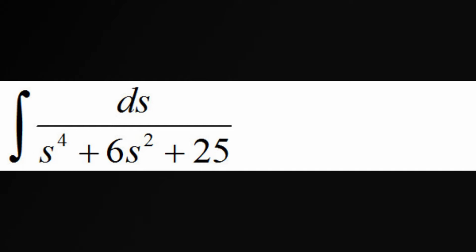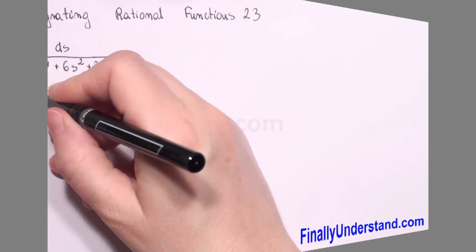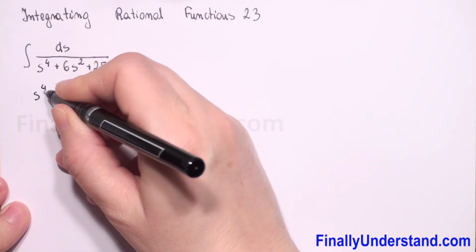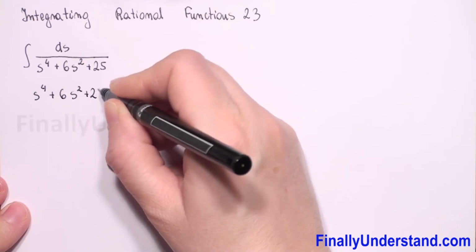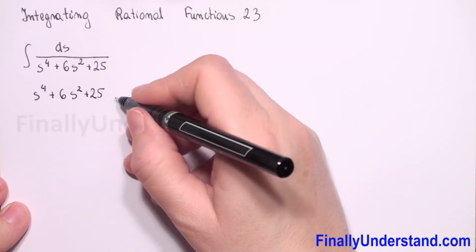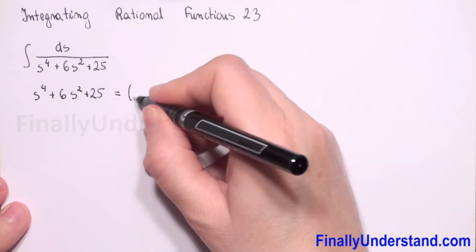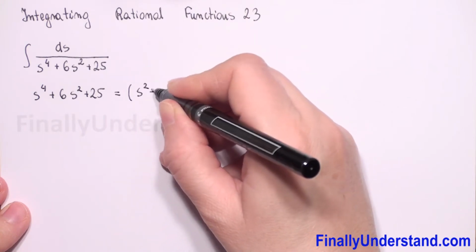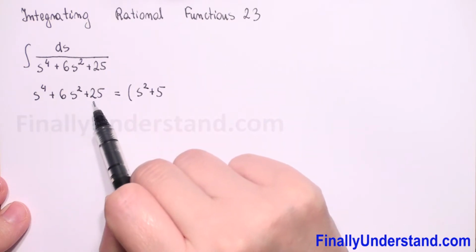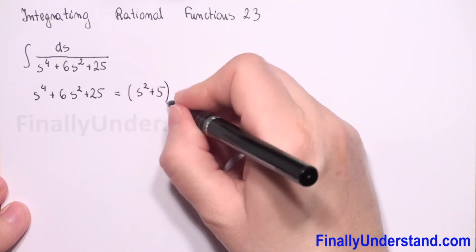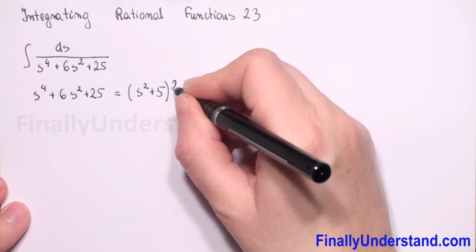We have an integral of a rational function. First, let me copy our denominator. We have s to the 4th power plus 6s squared plus 25. We can rewrite this in the form (s squared plus 5), because we have s to the 4th power and 25 at the end. So we can put it to the second power.